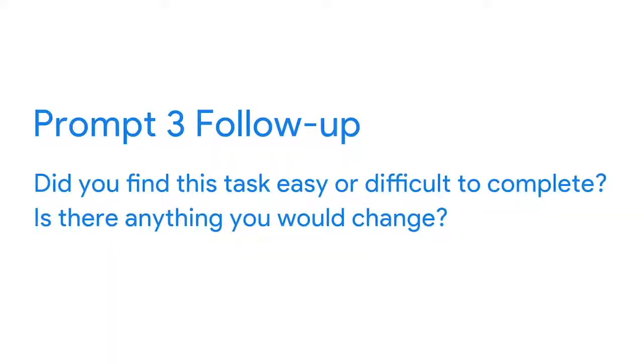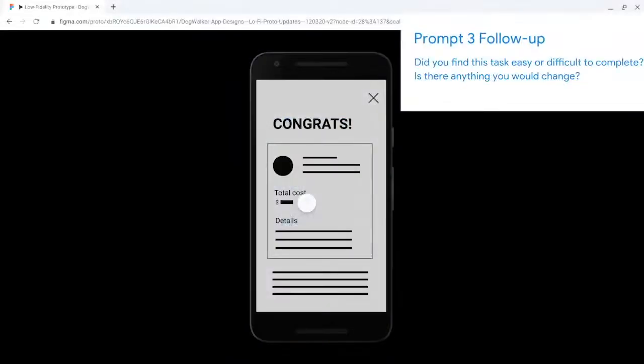Prompt 3, follow-up. Did you find these tasks easy or difficult to complete? Is there anything you would change? Considering I had to go back and forth between screens of the app, that was not simple. Usually with any sort of checkout process, there's an add to cart function. I was just clicking on different buttons to try to figure it out.